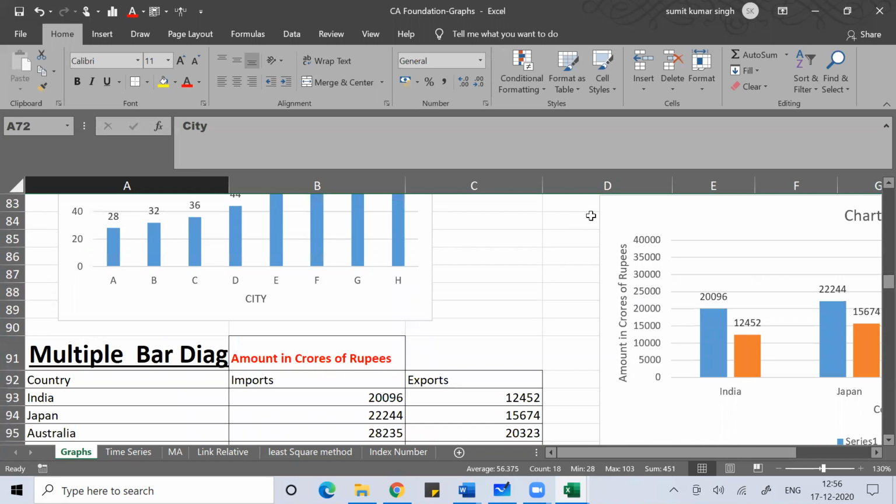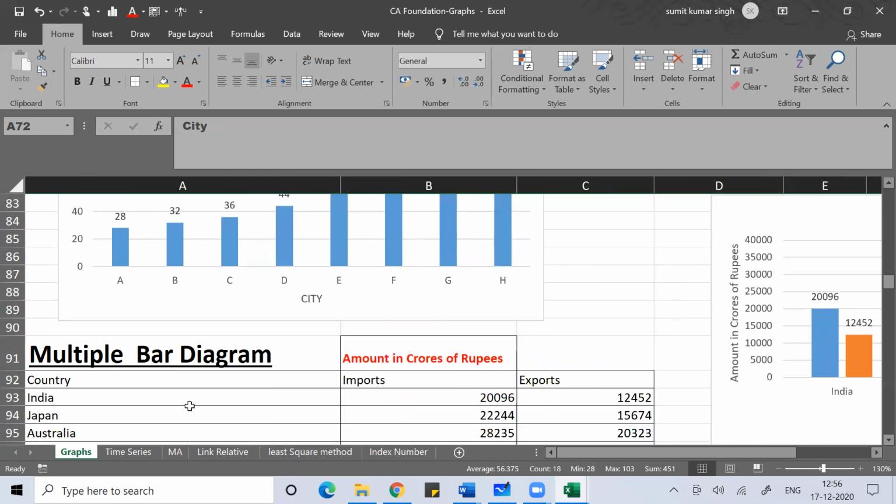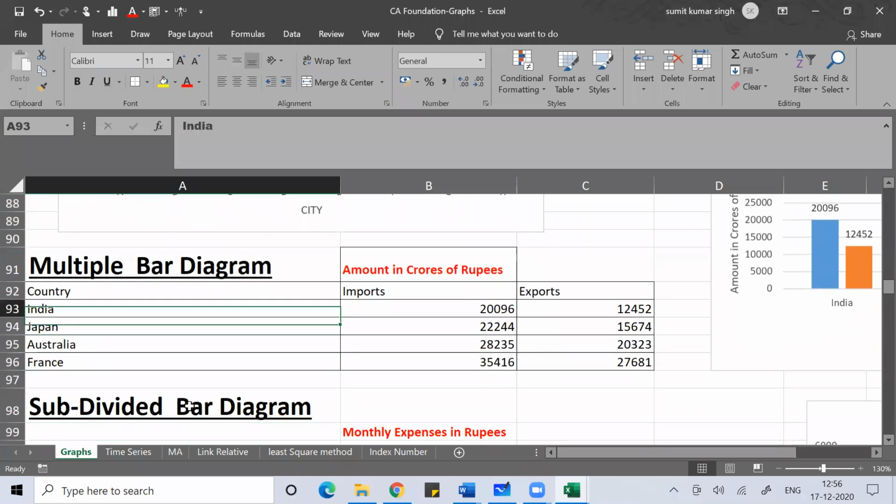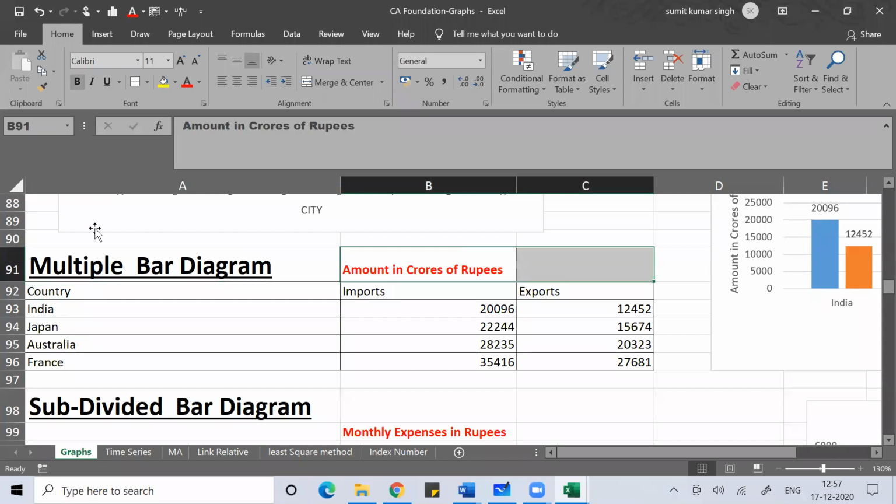When we talk about multiple variables, I can represent them in the form of a multiple bar diagram. So this is a multiple bar diagram. Here I consider multiple variables like India, Japan, Australia, France. How much is the import and export? I have taken the data in crores.